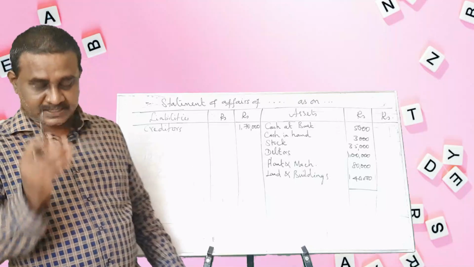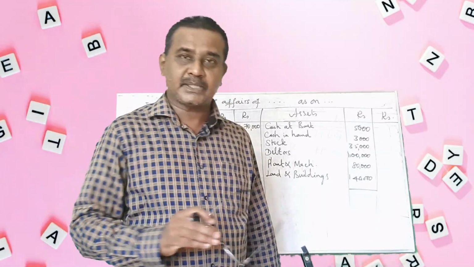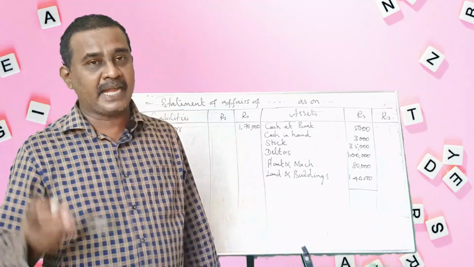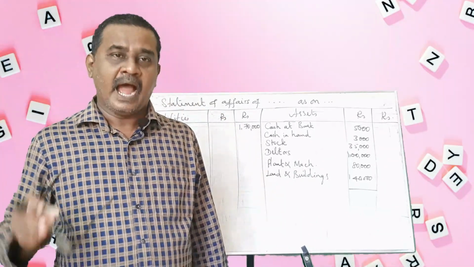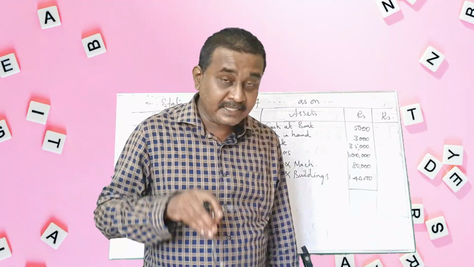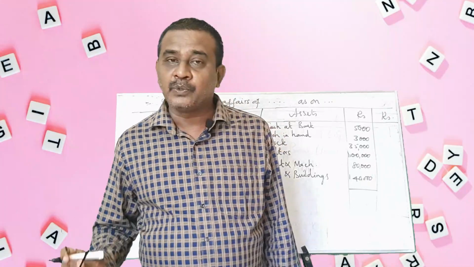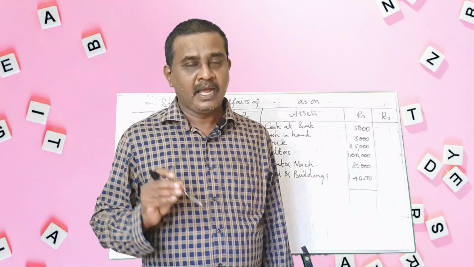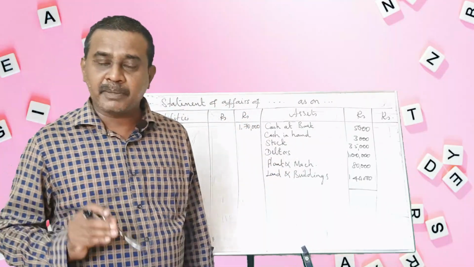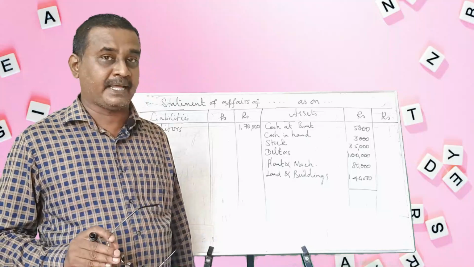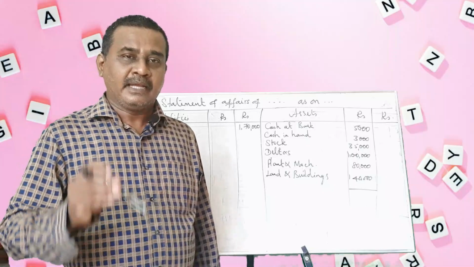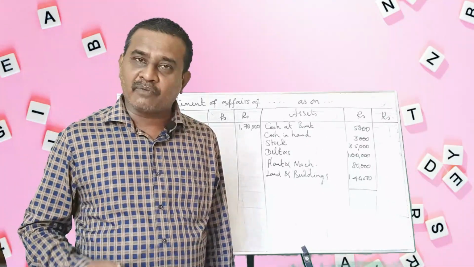How to do? First, as we did it in the previous problem, you have to prepare one statement of affairs with the opening balances and find out the opening capital. And then prepare a statement of affairs with the closing balances, and in that statement of affairs do the adjustments. Remember, adjustments should be done in the statement of affairs which is prepared to find out the closing capital, and then prepare capital account and find out the profit or loss.